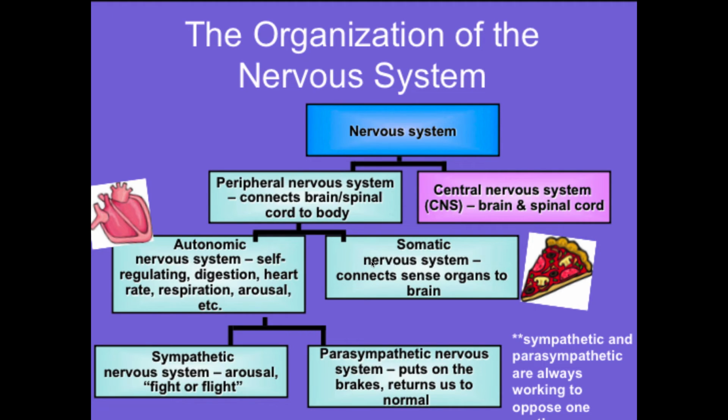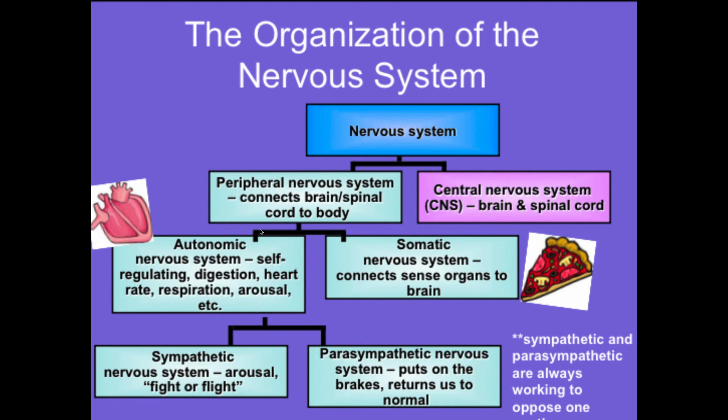The somatic division of the peripheral nervous system connects your sense organs to your brain. So back at the glass of water example, like the ability to see, that sensory information coming in, that's a function of your somatic nervous system, as is any of your voluntary movement. So even picking up the glass in order to drink it, these are all functions of your somatic nervous system.